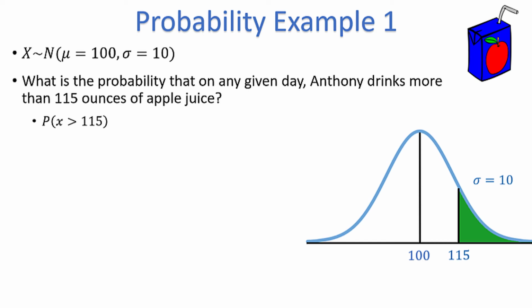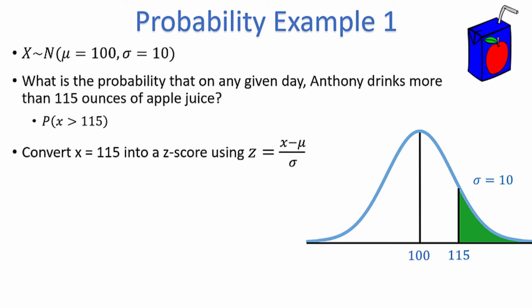The next step is to convert x equals 115 into a z-score using the z-score formula that we discussed in the last video. Z is equal to x minus mu divided by sigma. X is 115, mu is the mean at 100, and sigma is the standard deviation at 10. So the z-score is 115 minus 100 divided by 10, or 15 divided by 10, which comes to 1.5.